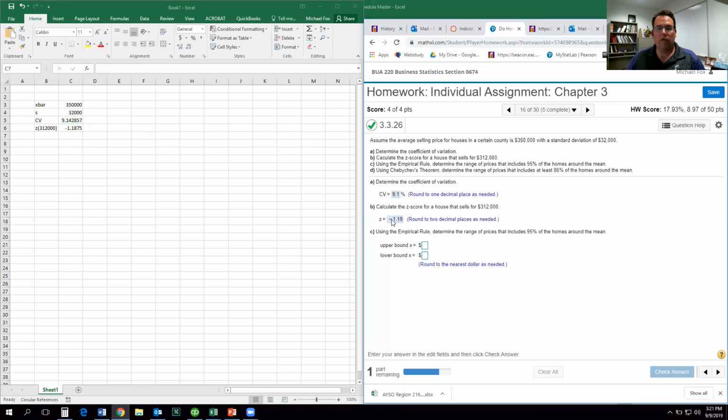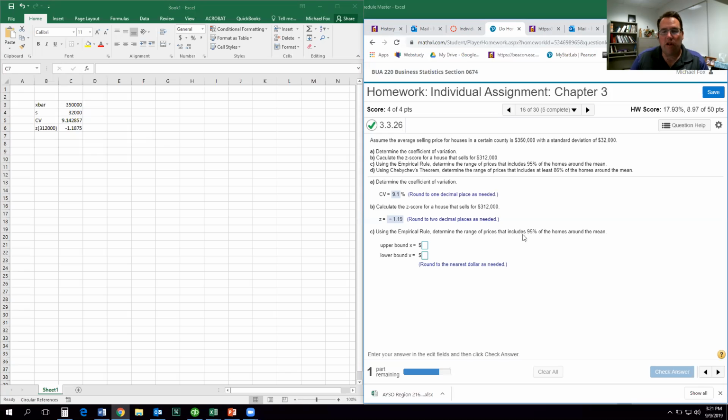All right. The third question is, using the empirical rule, determine a range of prices that includes 95% of the homes around the mean. So we have to know something about the empirical rule, and we can find that in the book. But in essence, the empirical rule tells us that 95% of all values are within plus or minus 2 standard deviations of the mean.